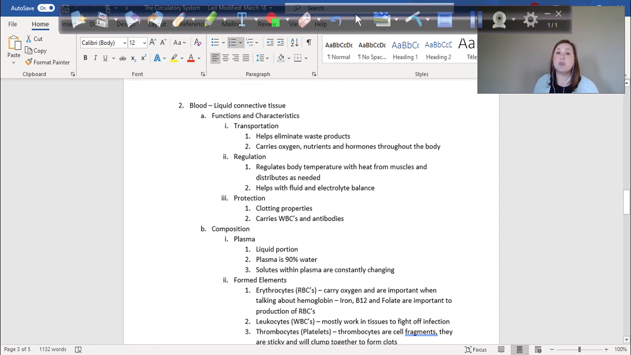It also has protection characteristics. So it helps with clotting properties and also carrying those white blood cells and antibodies that we need to fight off infection. Our blood is composed of plasma and formed elements. So plasma, we've talked about that.